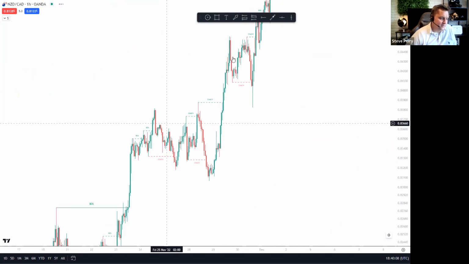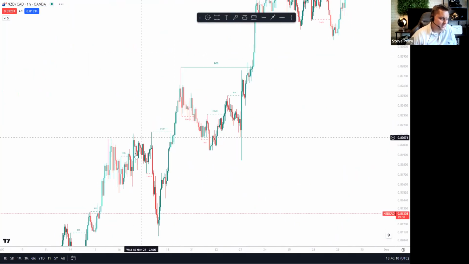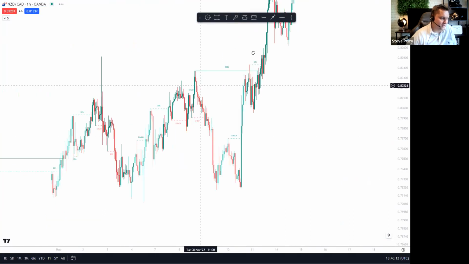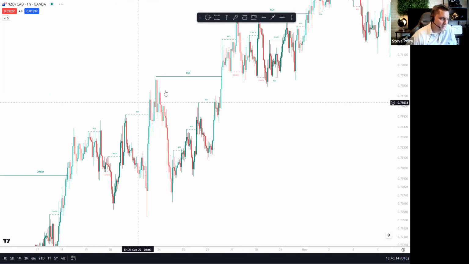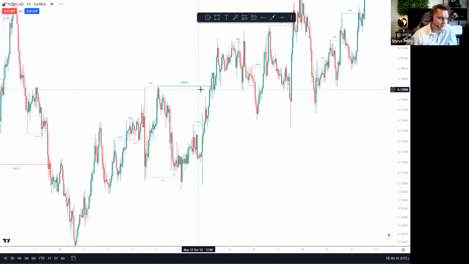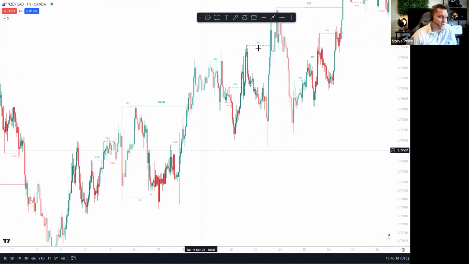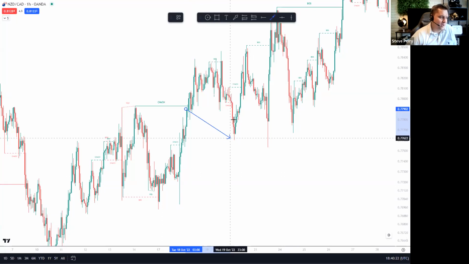Let's find, here's a BOS, BOS, BOS, BOS, all BOSs to the upside. Here's a change of character. No, this one worked great. This is exactly what you want to see. Change of character, pulls back into some liquidity, boom, upside. Pulls back into liquidity, boom, upside, right? That's what you want to see after a change of character.